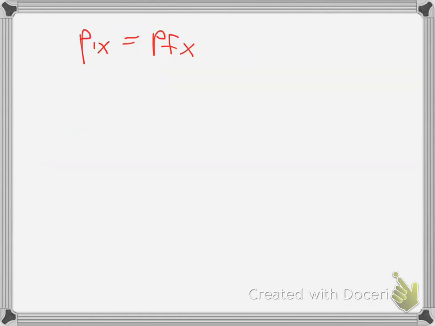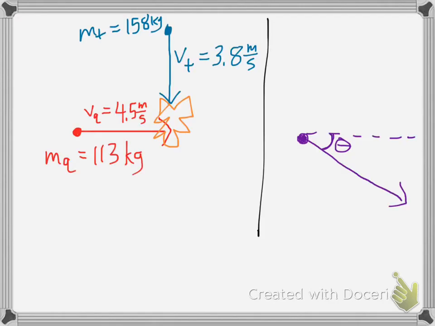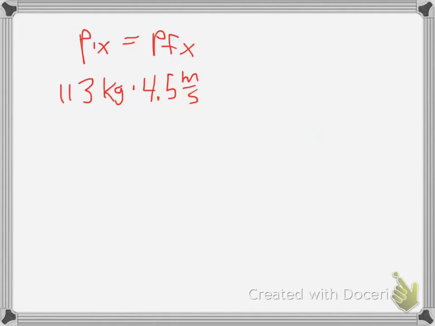I know the initial x momentum has to be the same both before and after. Well, in this example, the only x momentum is coming from the quarterback. So that'll be 113 kilograms times 4.5 meters per second. Multiply that out, and this system had an initial x momentum of 508.5 kilogram meters per second. It means it has a final x momentum of 508.5 kilogram meters per second as well.